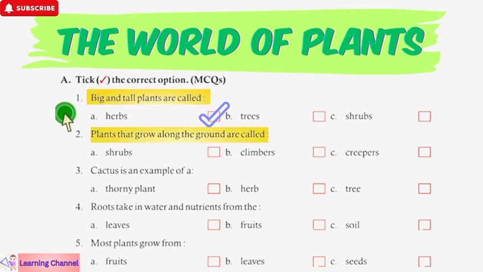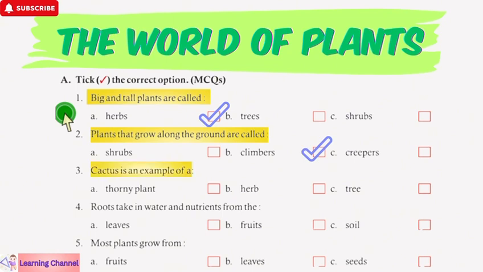2. Plants that grow along the ground are called. The answer is C, creepers. Creepers are the plants that grow along the ground.